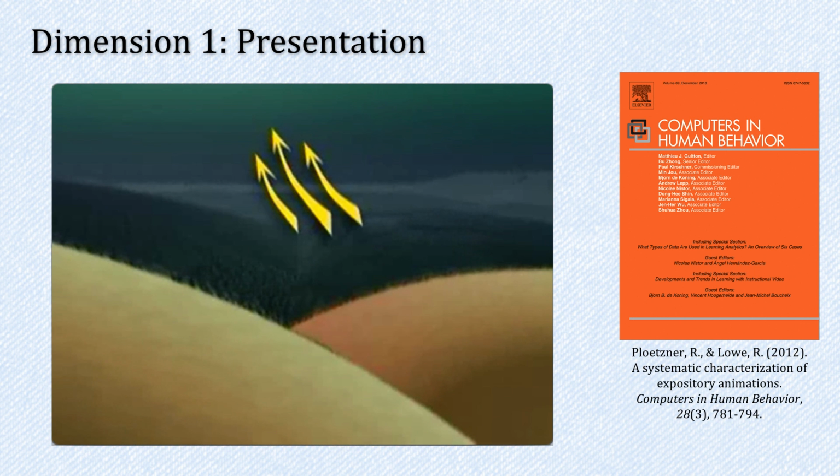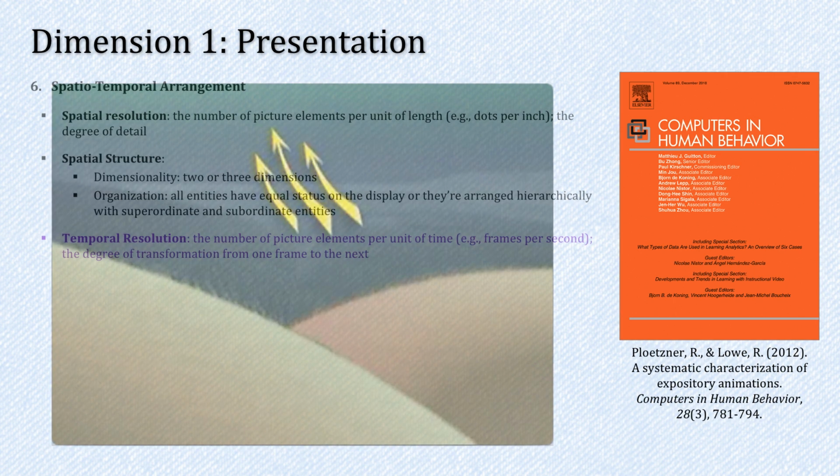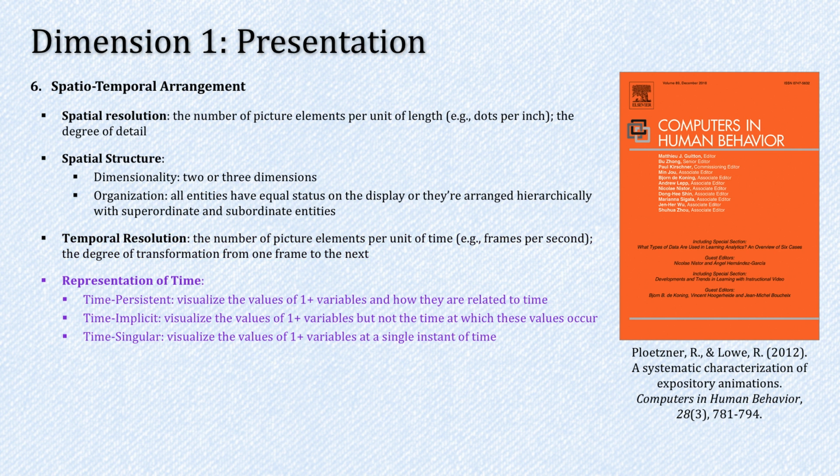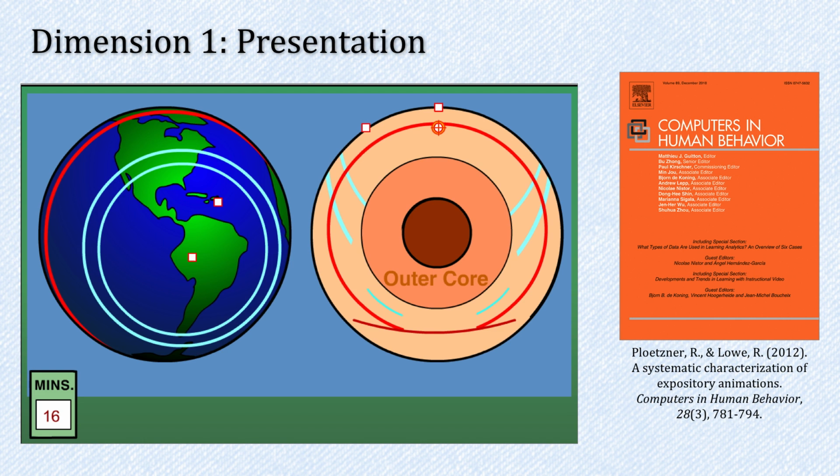Of course, the presentation in an animation can vary in terms of its temporal resolution. In other words, the degree of transformation from one frame to the next. Think of this as frames per second. They can also vary in terms of how they represent time. And the authors argue there's actually 3 different categories here: time persistent, time implicit, and time singular. So here's an example of a time persistent animation, which visualizes the values of an earthquake and how the energy of the earthquake changes over time.